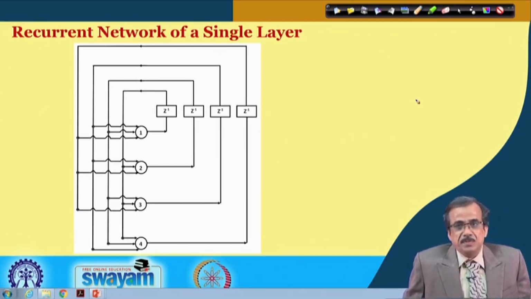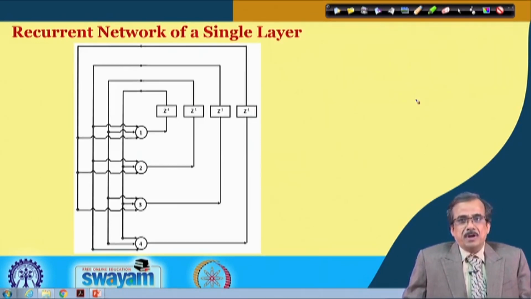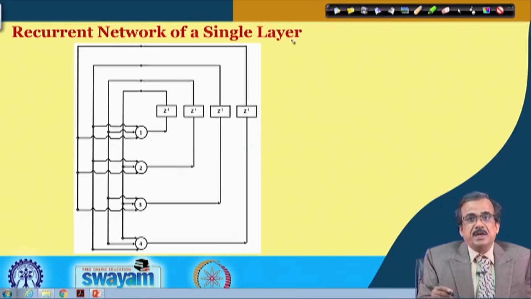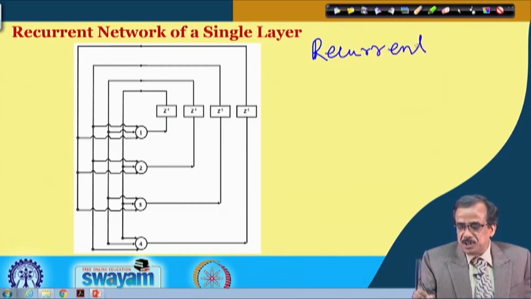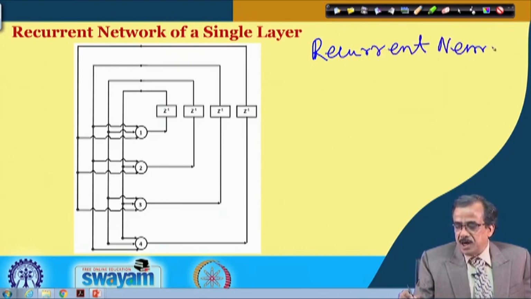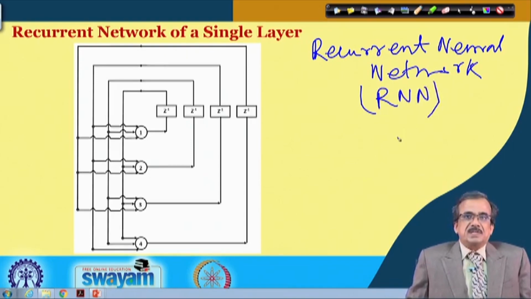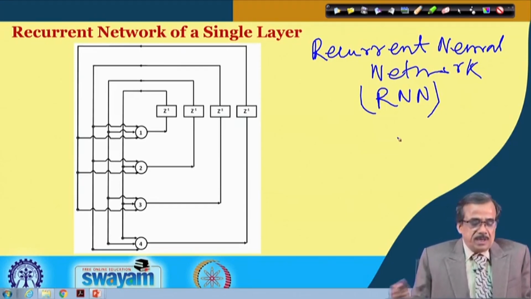In that case, if you want to make a successful model, we will have to go for another type of network, which is known as the recurrent network. In short, this is known as the RNN. Now, we are going to discuss in detail the working principle of these recurrent neural networks.